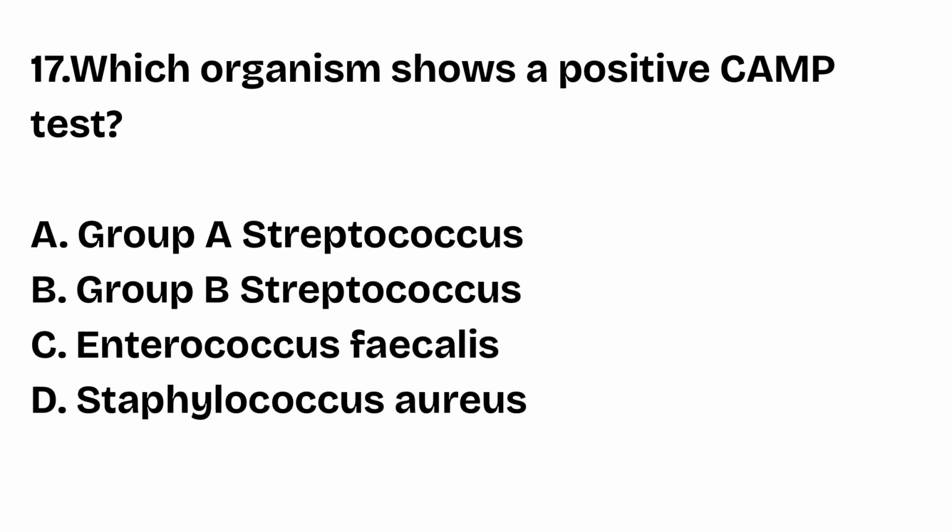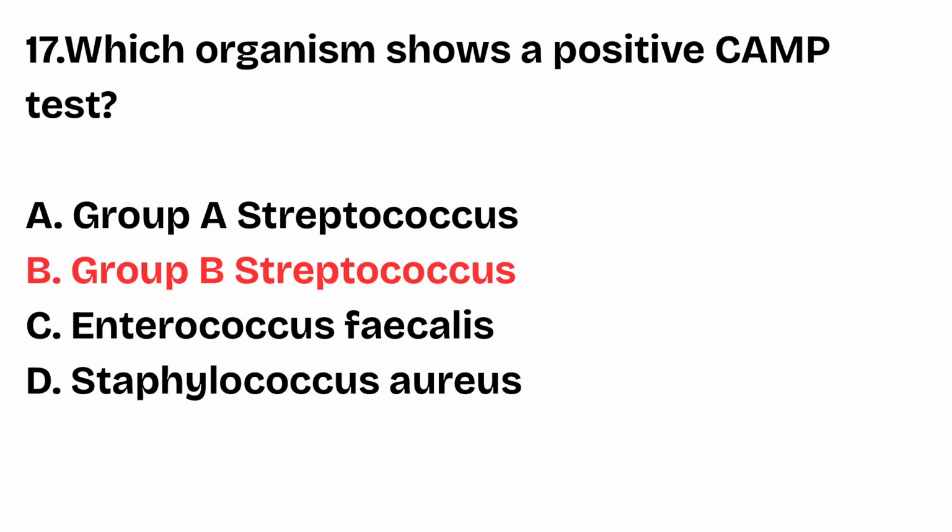Question number 17. Which organism shows a positive CAMP test? Group A Streptococcus, Group B Streptococcus, Enterococcus fecalis, Staphylococcus aureus. The right answer is option B, Group B Streptococcus. Group B Streptococcus, that is Streptococcus agalactiae, shows positive CAMP test enhancing Staphylococcus aureus hemolysis. It forms a classic arrowhead hemolysis.